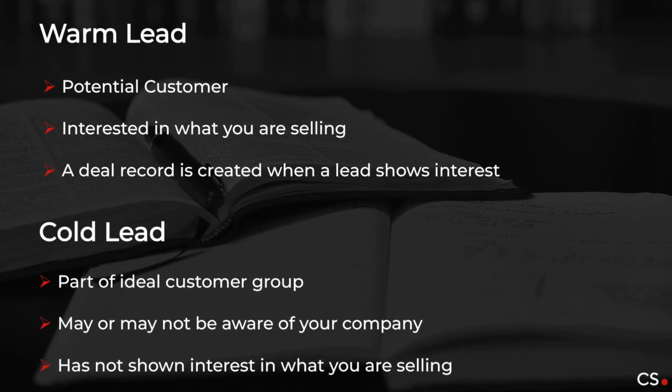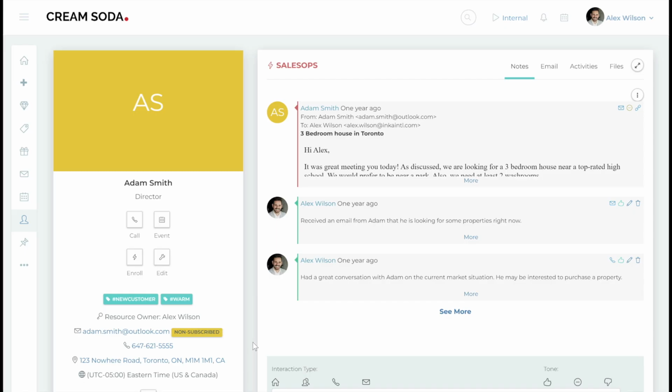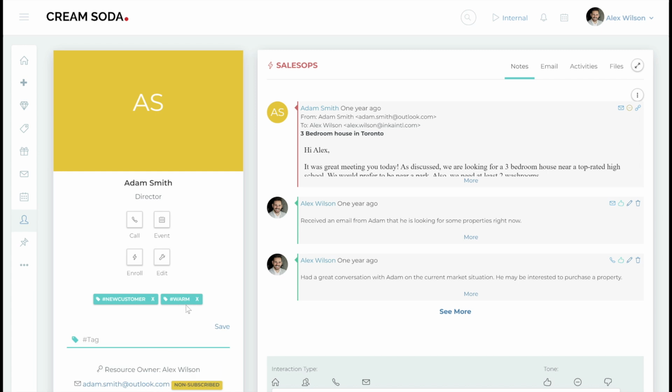Your sales team often works with leads that are currently in the market. A warm lead has shown interest in what you're selling, while a cold lead hasn't. CreamSoda automatically tags a person as #warm when they're associated with a deal. All other contacts are tagged as #cold. That's it for person records.